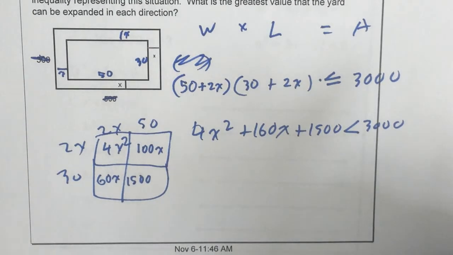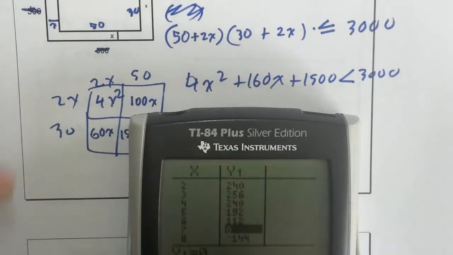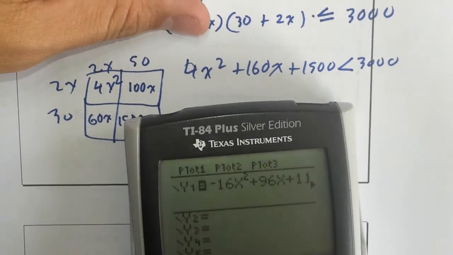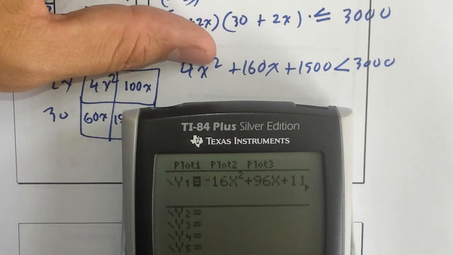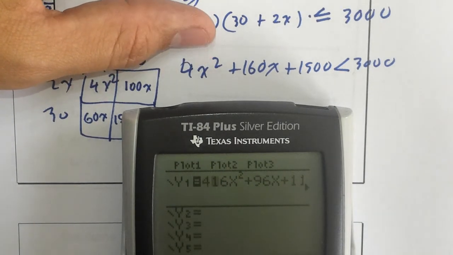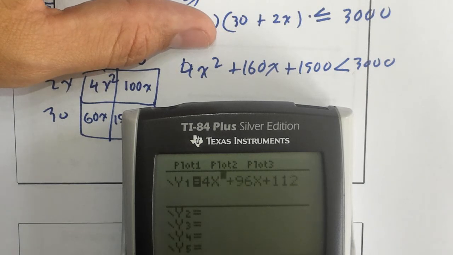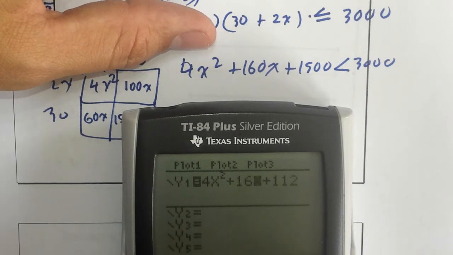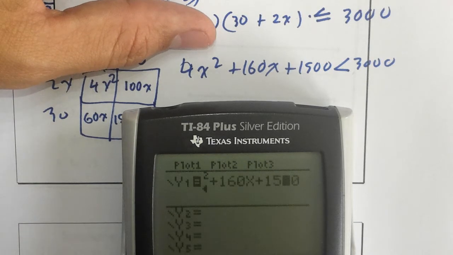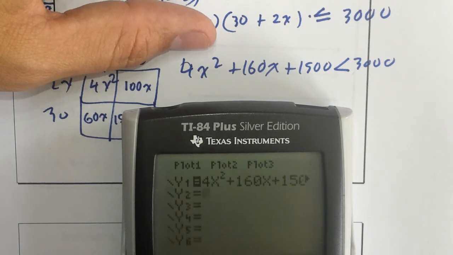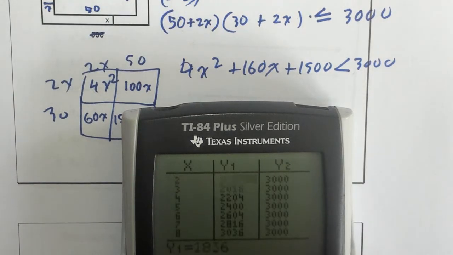Let's go ahead and plug that in our calculator and see if we can figure out how big we can make this yard. And then go ahead and change this, delete the 16, go ahead and insert a 0, 150, 500, and I'm going to be comparing it to 3,000. Go ahead and graph the table, see if we can make it hit 3,000.